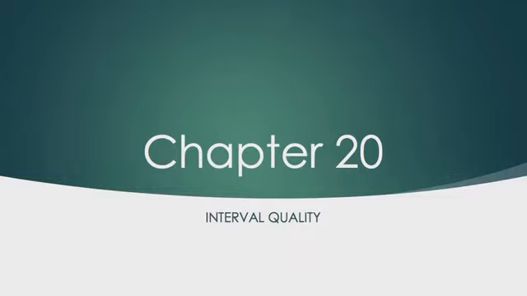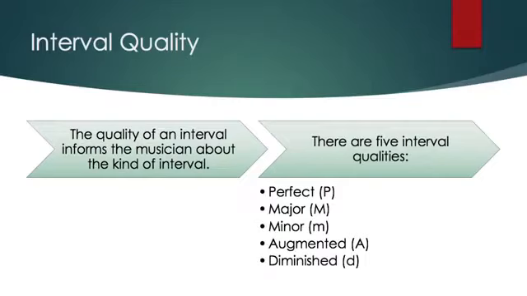And this is one of the more complicated chapters. A lot of students do get confused, so make sure you read along in your textbook too if you still have any questions. So the interval quality simply tells the musician what kind of interval you're dealing with. It doesn't tell you the distance between the 2 notes. It tells you the quality of the note. So major intervals will sound different than minor intervals. That's basically what it's telling you.